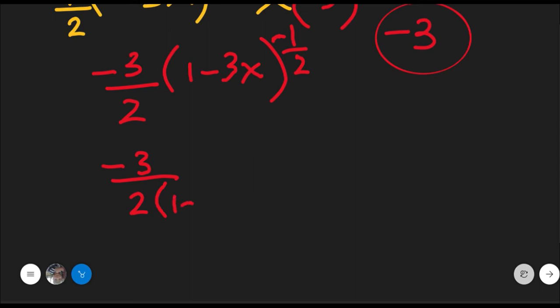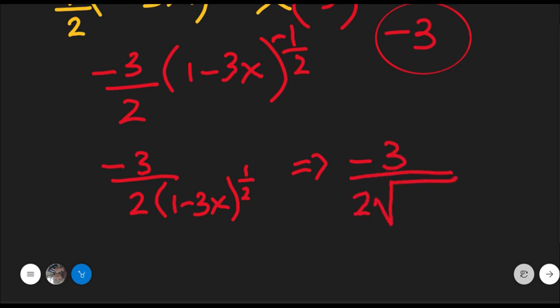We are going to bring this whole bracket into the denominator to make the power positive, and this would become minus 3 over 2 root of 1 minus 3x, and this is the final answer.